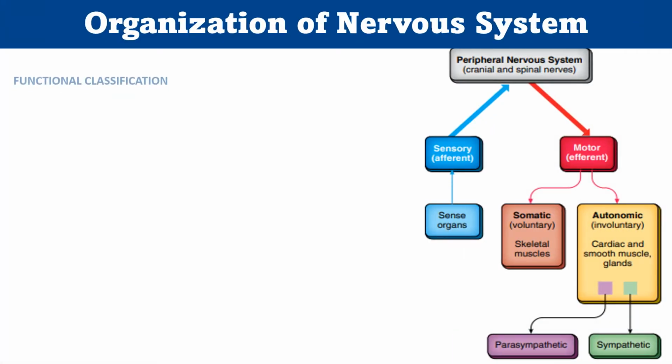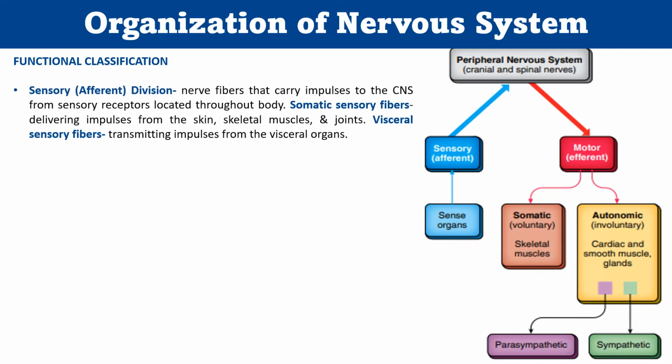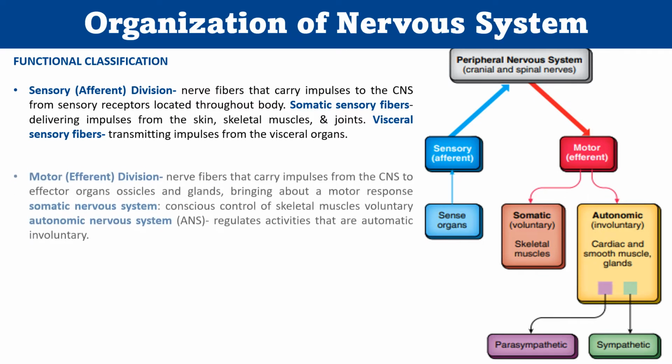Let's continue with the organization of the nervous system. Now we're going to look at the functional classification. Sensory or afferent division: nerve fibers that carry impulses to the CNS from the sensory receptors located throughout the body. Somatic sensory fibers deliver impulses from the skin, skeletal muscles and joints, and visceral sensory fibers transmit impulses from the visceral organs. The peripheral nervous system is divided into the sensory, afferent division and the motor, efferent division.